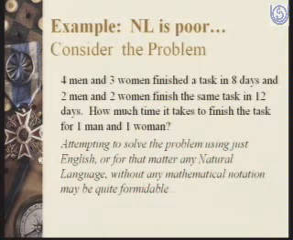Now we will consider this in our everyday life also. Please look at the next slide. This type of problem in arithmetic is very common. 4 men and 3 women finished a task in 8 days, and 2 men and 2 women finished the same task in 12 days. How much time does it take for 1 man and 1 woman to finish the task? Friends, this type of problem has been solved for more than 1000 years or so, when there were no computers or even small calculators.